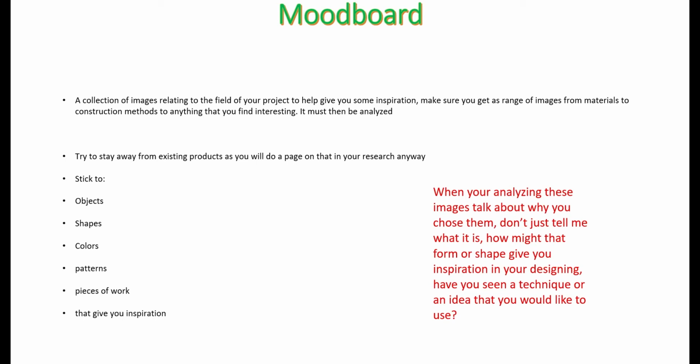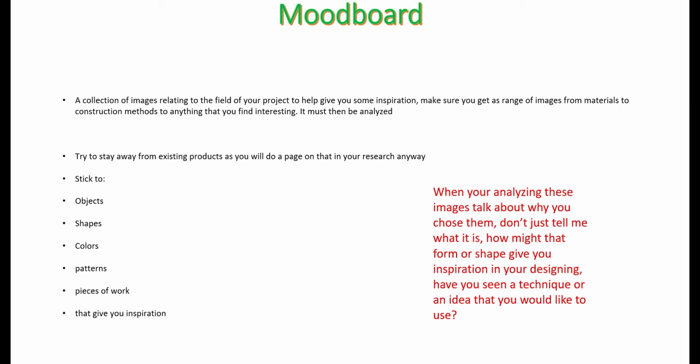So the kind of things you may use are things like objects, shapes, colours, patterns. It could be pieces of work, basically anything that gives you inspiration. The other key thing you've got to make sure you're doing is you've got to analyse what you've got and why you've got it as well. And you've got to avoid going, this is blue, this is red, this is big, because that's actually no help to you whatsoever.